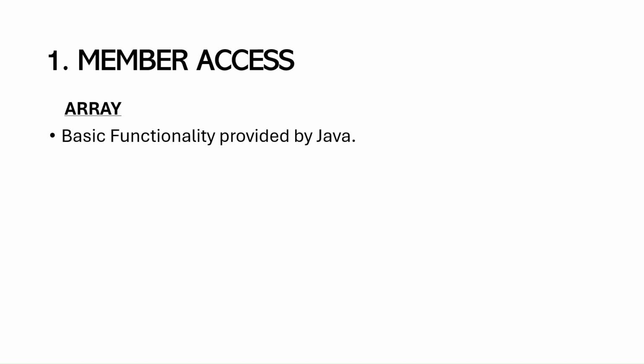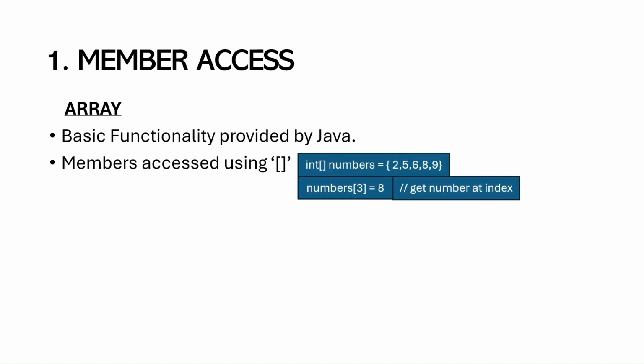Starting with a dive into Java's fundamental building blocks, arrays. Arrays serve as a versatile tool in Java programming, offering a straightforward yet potent functionality. Accessing the members of an array is easy. Just use those square brackets. It's like opening a data treasure chest. For example, to access the element at index 3 here, we can use the square brackets mentioning the index number. It's that simple. Now, let's shift our focus to ArrayList and LinkedList.